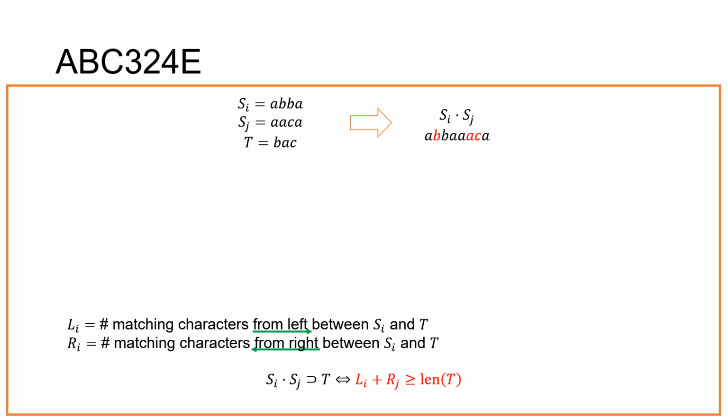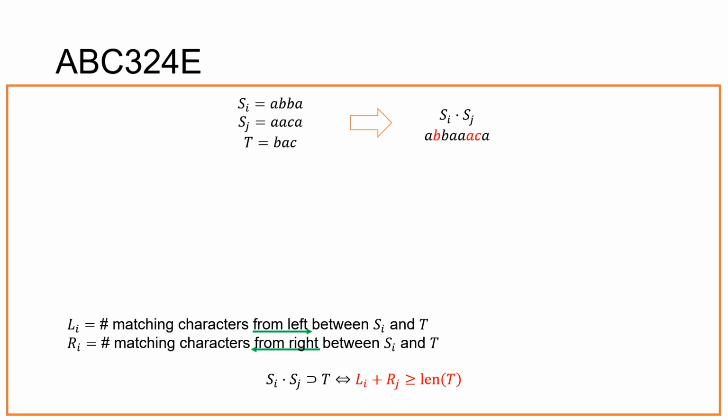Let's proceed to problem E. We are given n strings from S1 to Sn and a target string T. We concatenate two strings out of n so that it contains T as a not necessarily contiguous substring. Our goal is to count the number of pairs of two strings Si, Sj satisfying the condition. Of course, we can't check every pair.